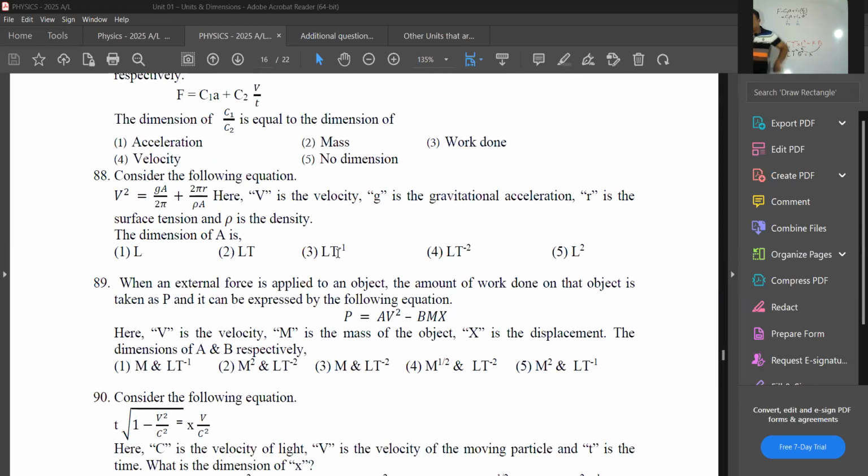88. What is the answer for 88? First one. Very good.